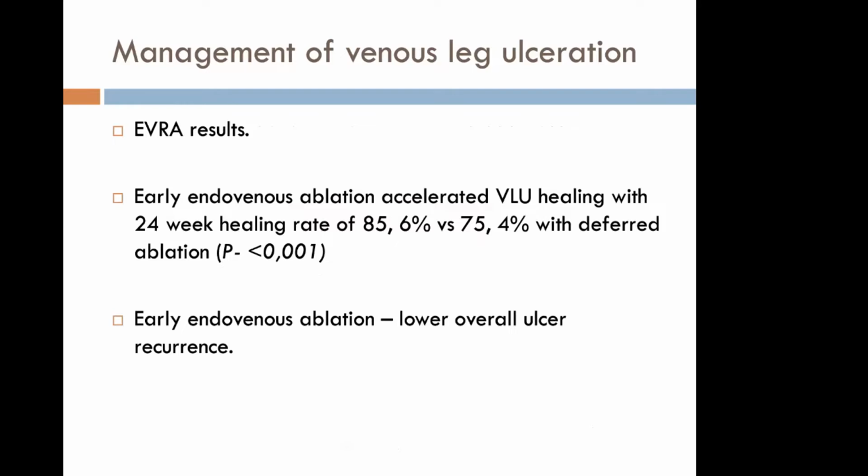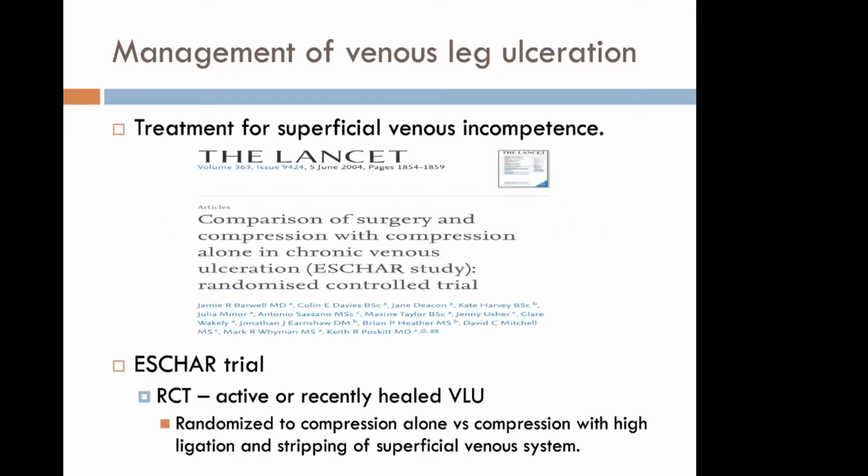Now, looking at the results, there was clear evidence that early endovenous ablation actually accelerated venous ulcer healing at 24 weeks: 85.6% in contrast to 25.4%, and this was statistically significant. The other advantage was that early endovenous ablation showed that the recurrence was a lot less, which is a problem that I have alluded to earlier on.